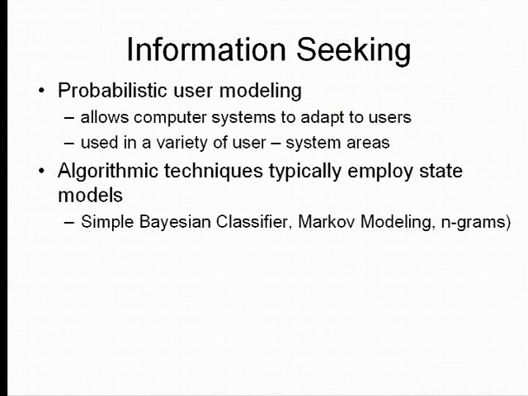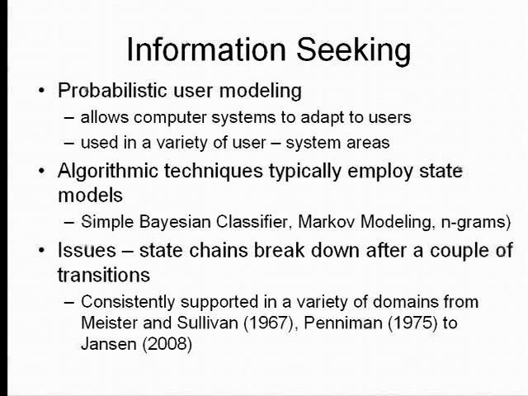An issue with this approach is that prior work has shown the states break down very quickly. After two or three states, you lose the significant predictability about what the user is going to do next. And that's really what you're aiming for: based on what the user has done, what are they most likely to want or do next? This has been shown in a lot of prior work, including original work from NASA in '67 with Meister and Sullivan, I think the first study that analyzed a user using transaction logs, all the way up to the present.